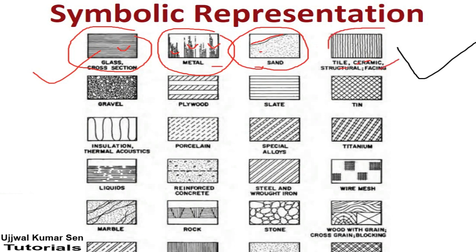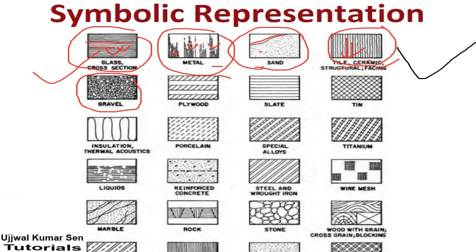Tiles, these are brittle materials, right? So tiles and you can say the glass, both are brittle materials, and their symbols are similar. In the case of tiles, we have perpendicular direction lines. In the case of glass cross section, we have horizontal direction lines, right? Got it?